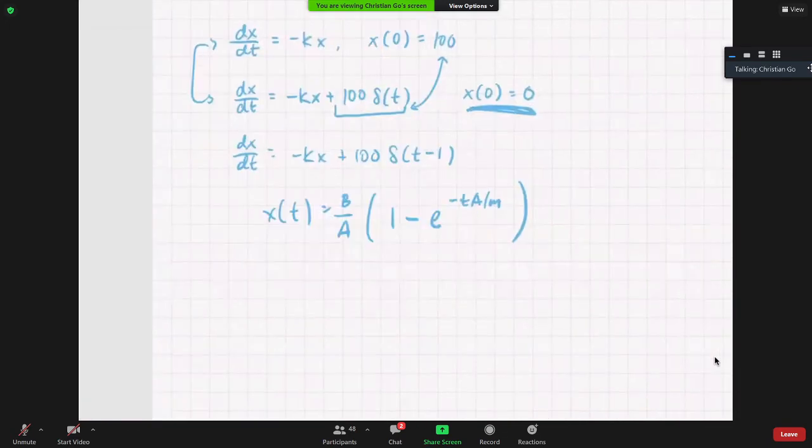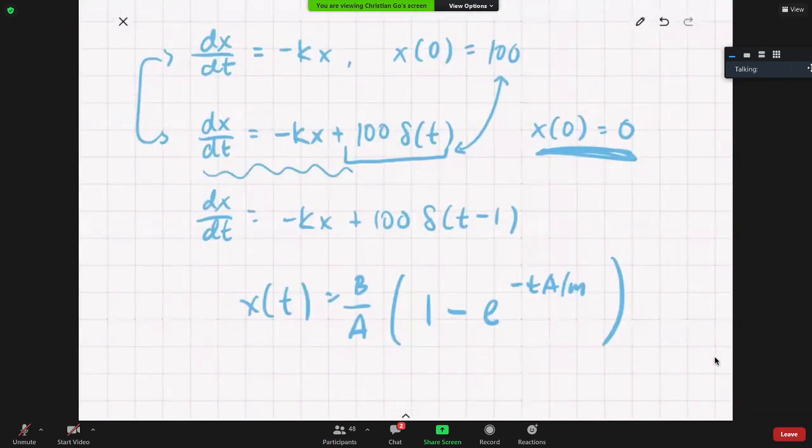No, so that's the idea here, right? In this case, this doesn't mean that there's no initial thing. The initial thing would have been 100. But we write our initial condition as x0 equals 0 because that initial condition is accounted for by your Dirac delta.